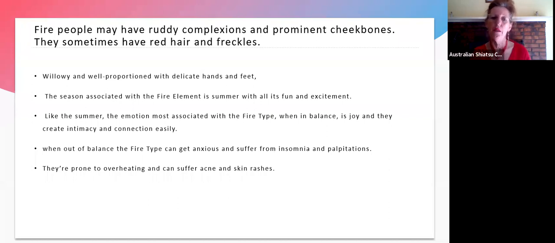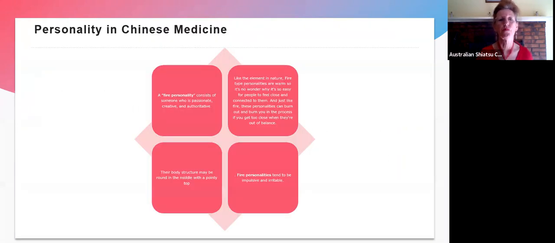But when they go out of balance, the fire type can experience anxiety, insomnia and palpitations, prone to overheating, suffering from skin rashes. Even though the lungs rule the skin, the heat dominates and pushes into the skin. Again, looking at this aspect of passion and creativity, sometimes it can also then be impulsive and irritable. So you can see how very quickly the fire energy can burn themselves out.